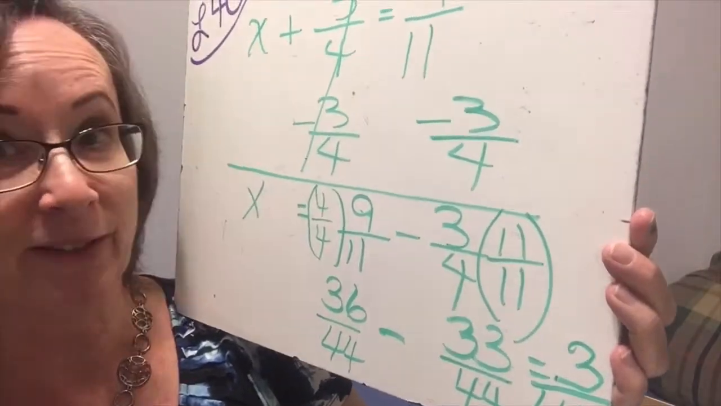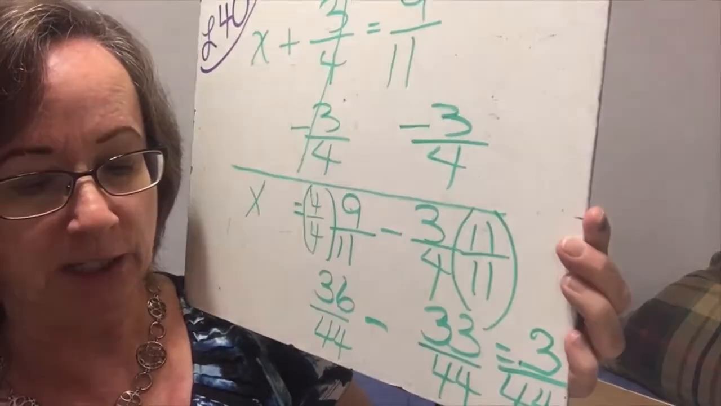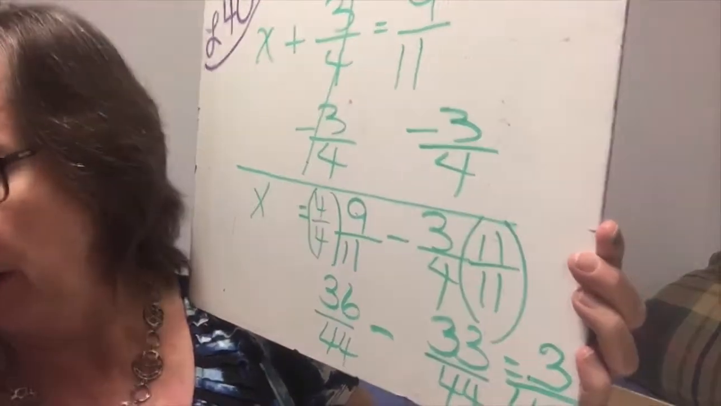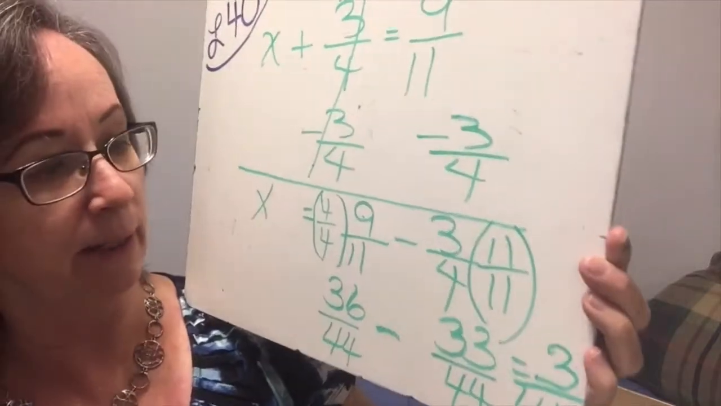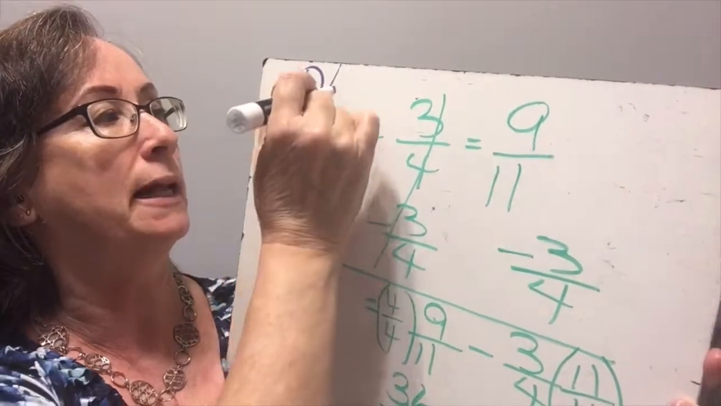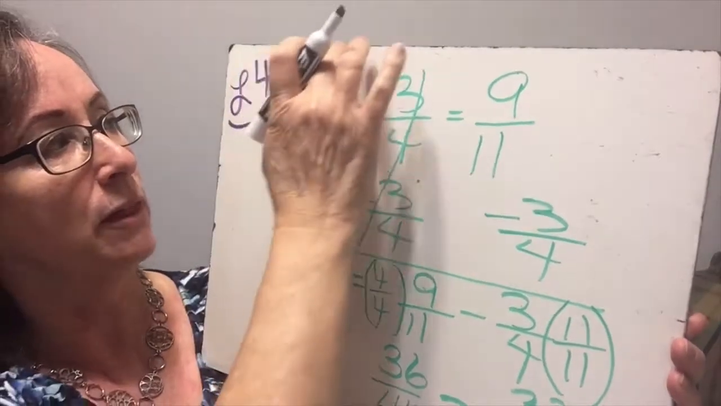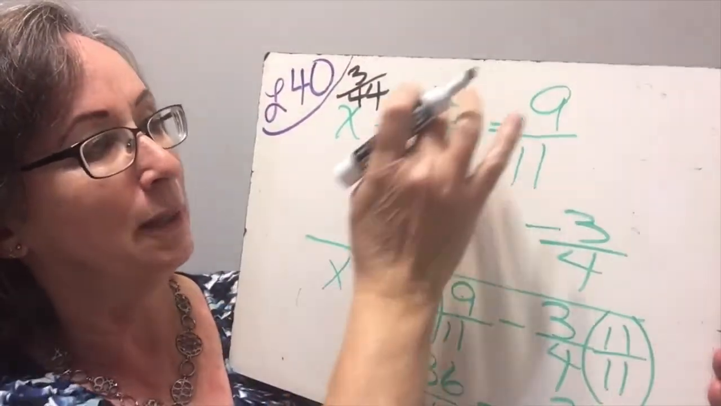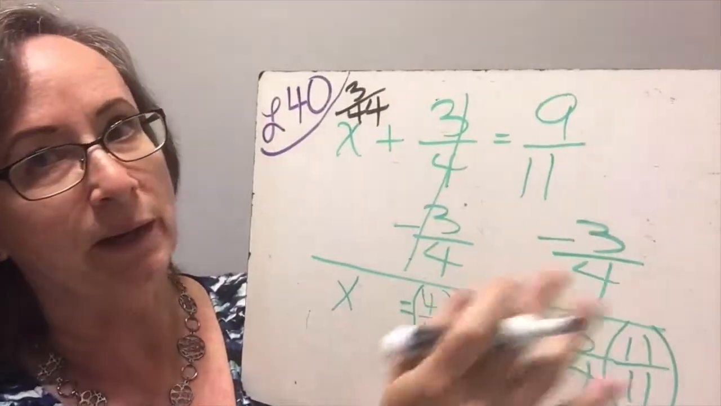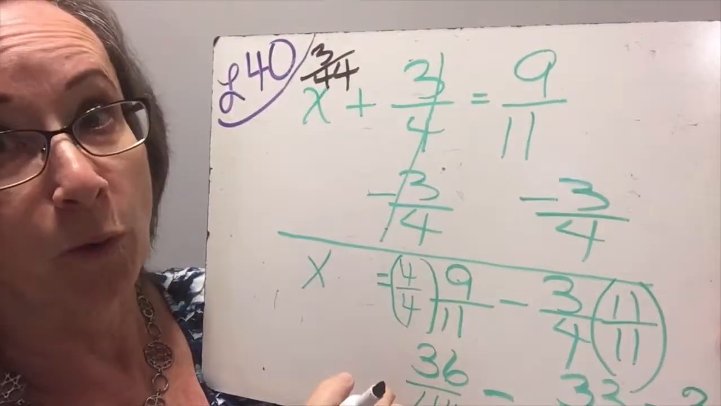Okay, so now we haven't checked this answer, so I'm going to get a different colored pen and go back and check this answer, because we always want to check it back into the original equation. So here we go. We're going to take the 3 over 44 and plug it in right here. So we have 3 over 44 plus 3/4 is 9/11. Okay, so let's rewrite it with the fractions that are all over 44.